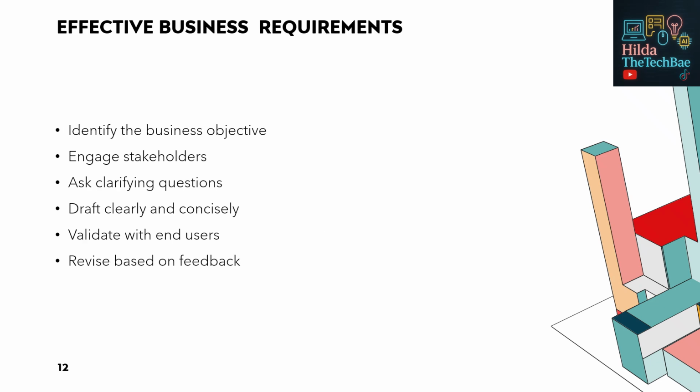So let's talk about effective business requirements. Here is a simple but powerful process you can follow to write strong business requirements. First, start by identifying the business objective. This gives you a clear purpose and direction in your requirements. What are we trying to solve or improve? Ask that question. Next, engage with your stakeholders early. Get input from the people who are closest to the problem or will use the solution. This will help you capture the real needs, not just assumptions.